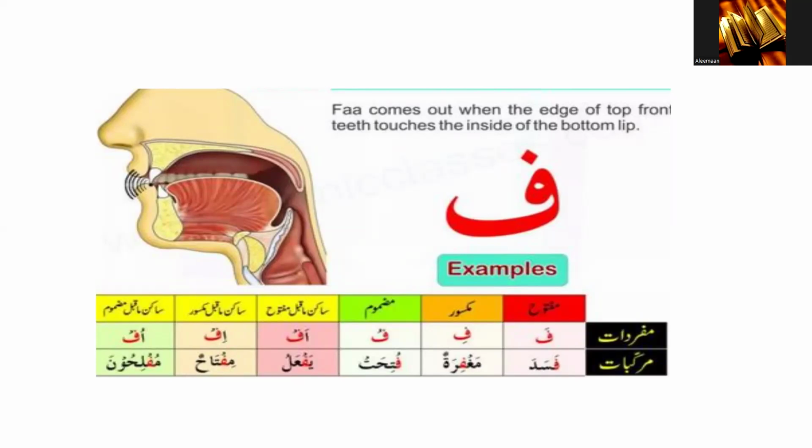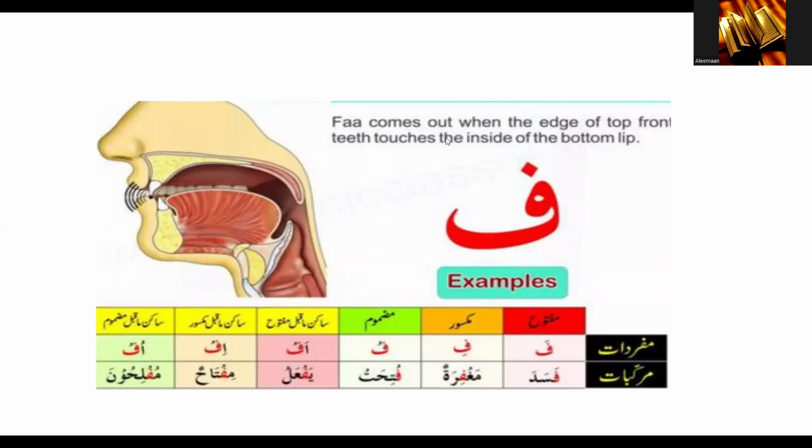When the upper two teeth touch the inside part of the lower lip, only two teeth. So this is the articulation of fa. It means the lips have only two articulation points from where four letters come. You cannot say there are four articulation points. That answer is wrong.